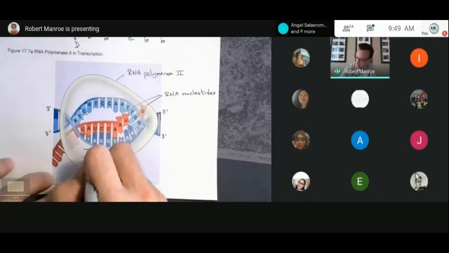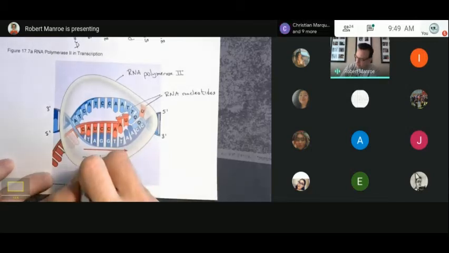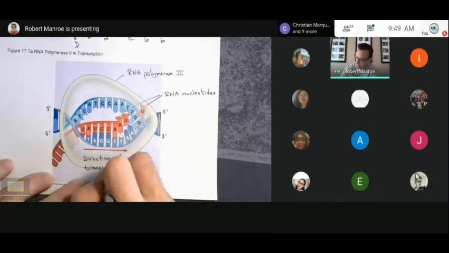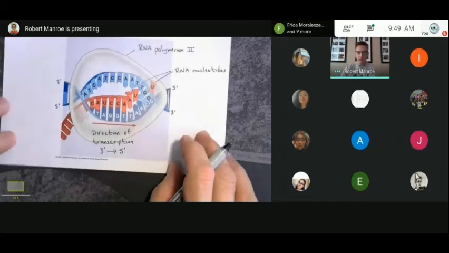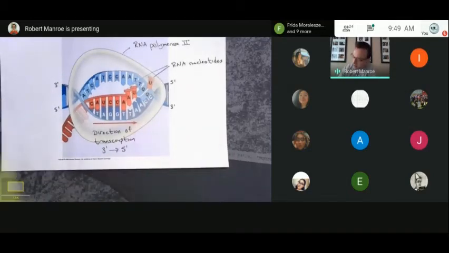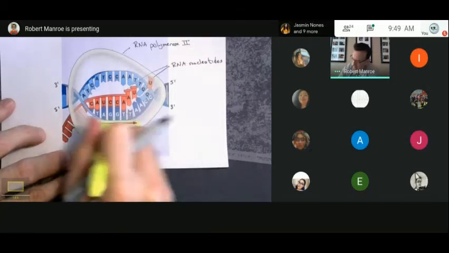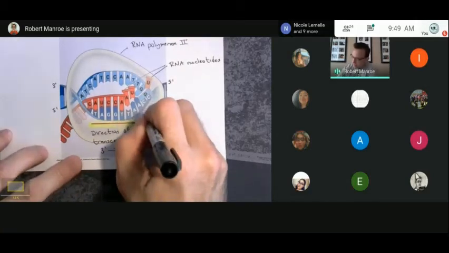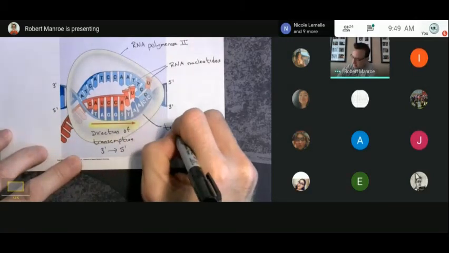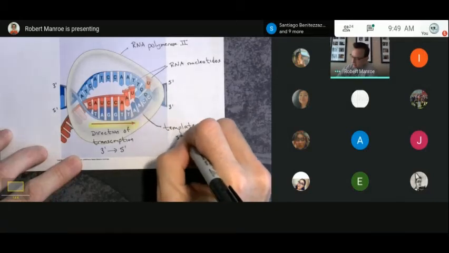This is the direction of transcription. Of course, 3' to 5'. I should highlight that arrow so it really jumps out to you. Since this strand is the one that is being read, this is your template strand.